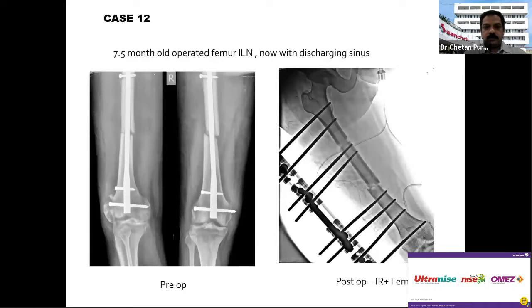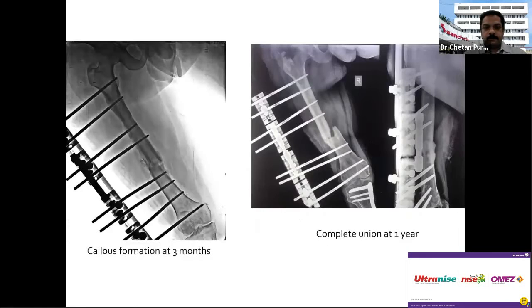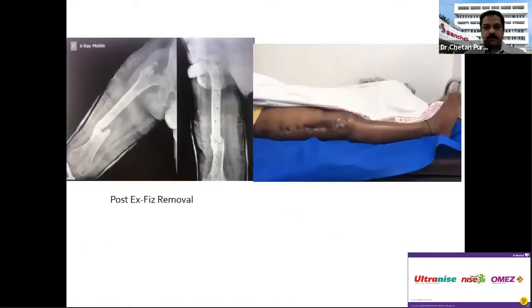This is one more case of intramedullary nailing that got infected. It was treated with an LRS, and this was a static frame, went on to unite, and that's the final X-ray.